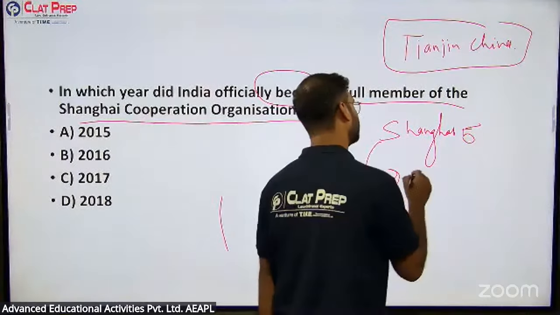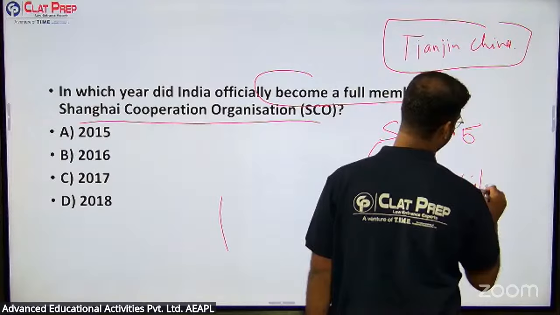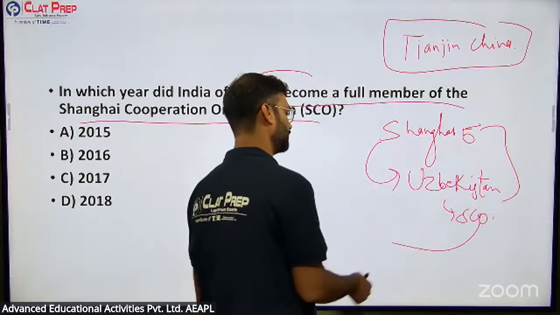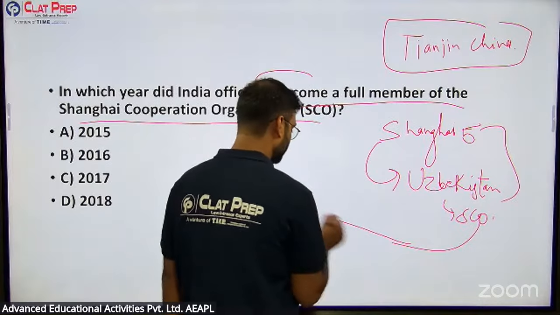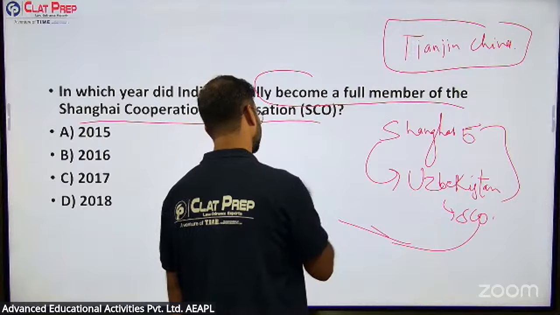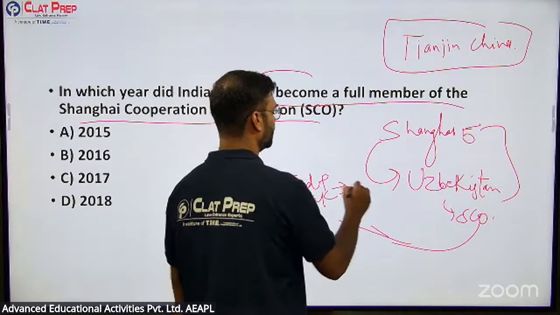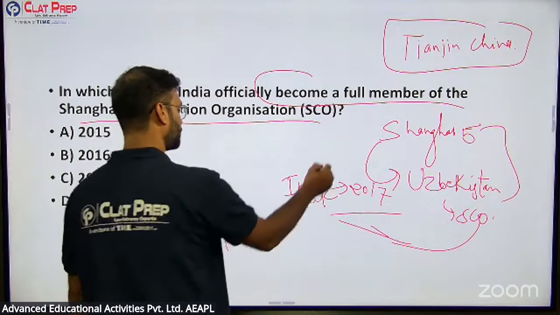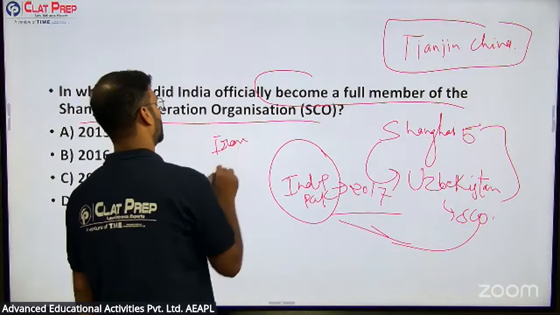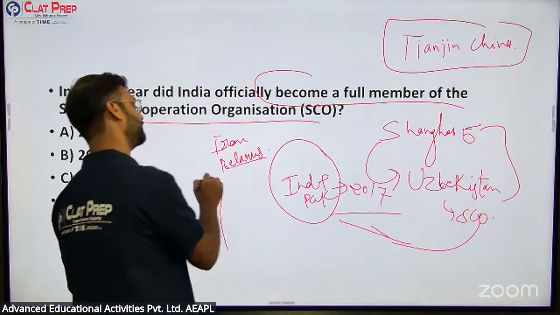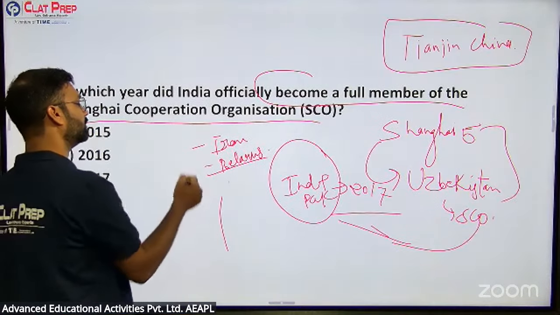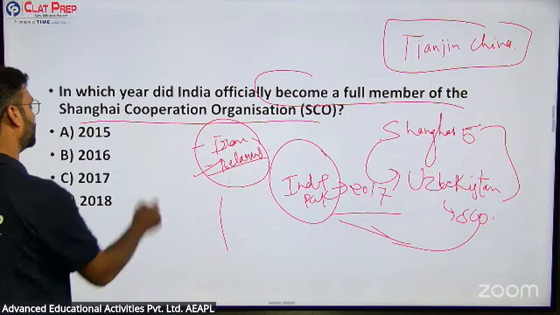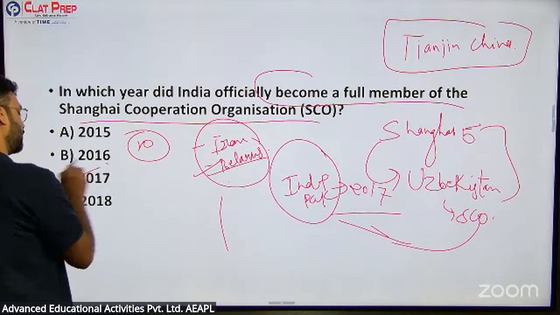Then gradually, under Shanghai 5, Uzbekistan joined later and it became SCO in 2001 when Uzbekistan joined. And then countries like India and Pakistan joined in 2017. Right? India and Pakistan joined in 2017. We became the full member of SCO in 2017. And recently, Iran and Belarus have also joined. I think Belarus joined in 2024, Iran joined in 2023. So Iran and Belarus are the recent members. Belarus, of course, is the latest member. I think the total number now stands at 10. So the answer for this question would be 2017.